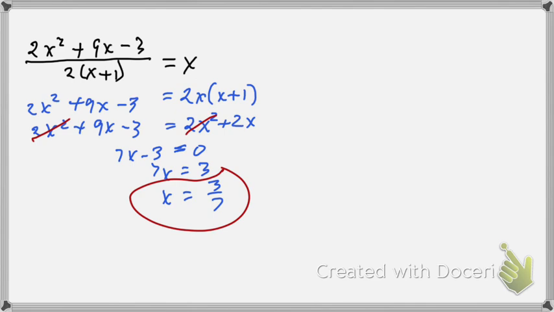Now notice that is not the negative 1 that x couldn't be. If I wanted to go back and check it, I would plug that number into my original equation. Here comes another one similar to this.